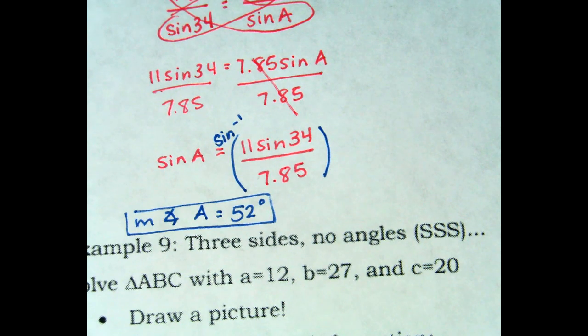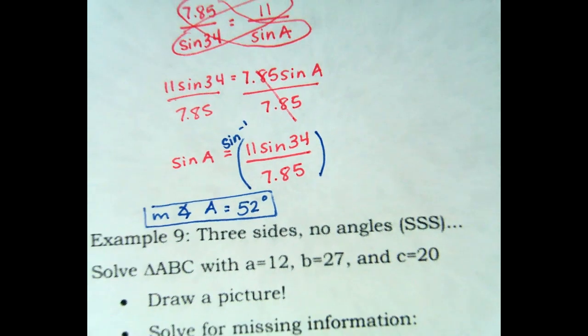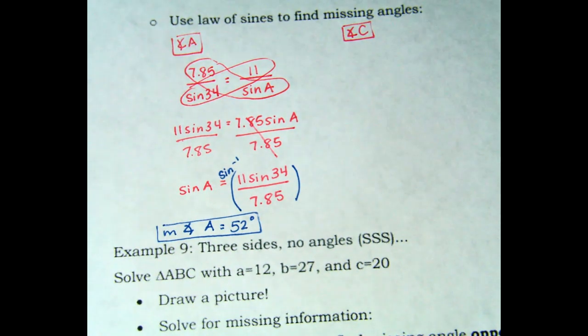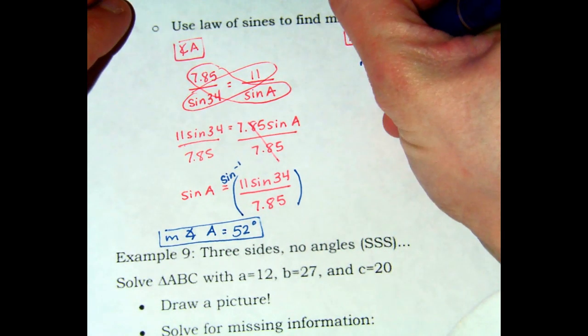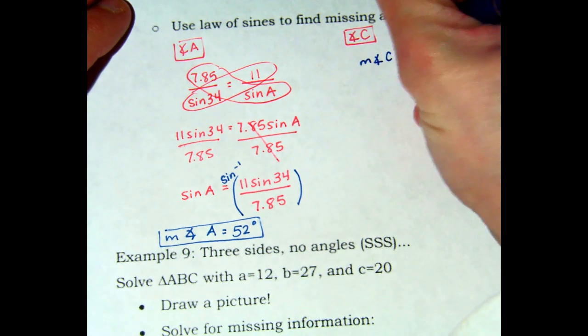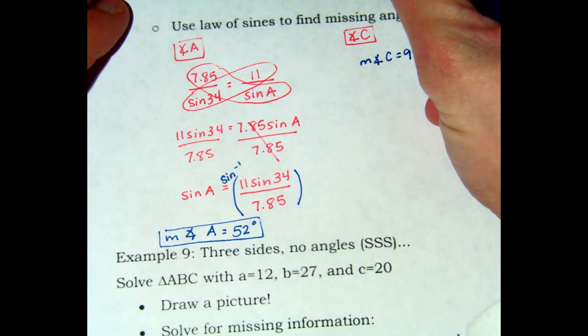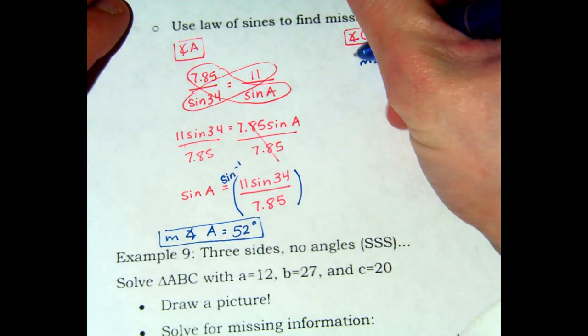Alright, how about angle C? So 34 plus 52. So that's, is it 86, and then you subtract 180? So the measure of angle C is 94. I heard 91 and I was like, no, it's not.